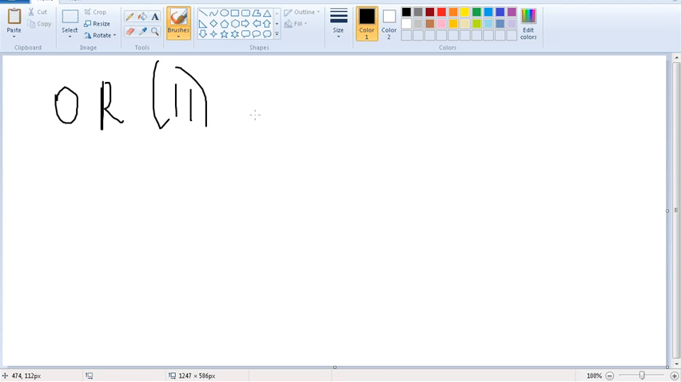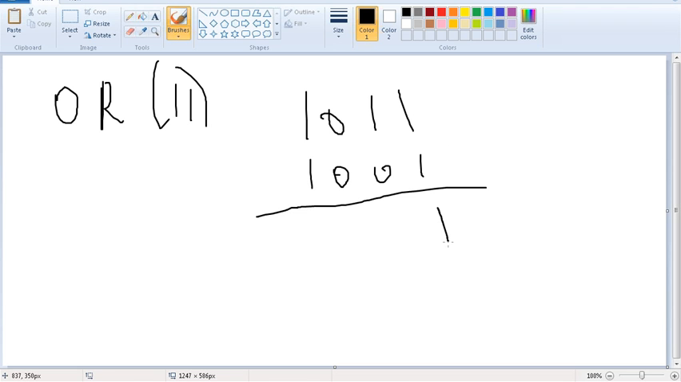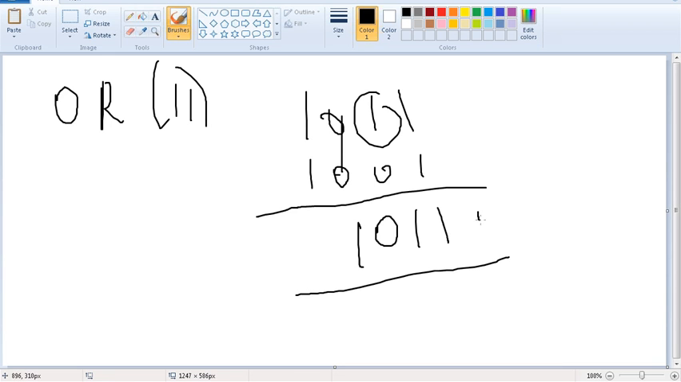So if there is only one input that is true, then the output is true. Suppose this is 1 0 1 1, 1 0 0 1. Here both the inputs are true, then the output is true. Here at least one input is true, then the output is true. Here both the inputs are not true, that is false, so the output is false. So the output is 1 0 1 1.